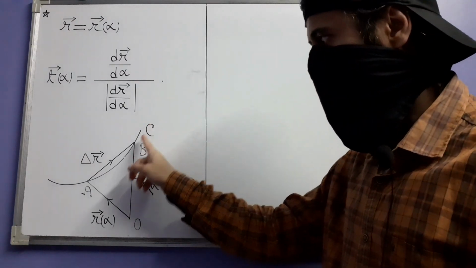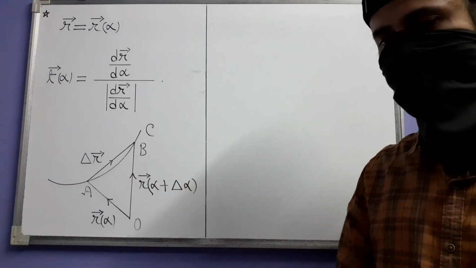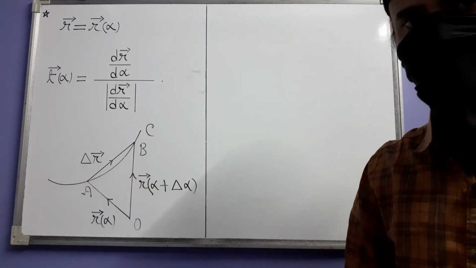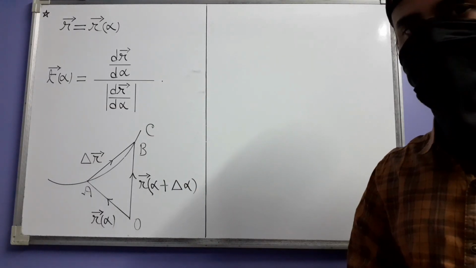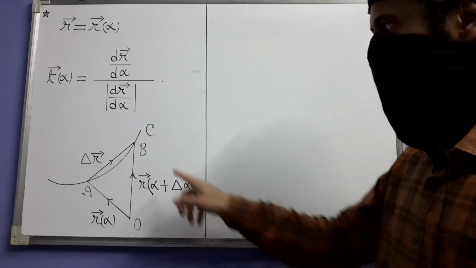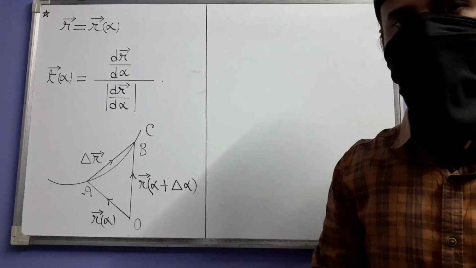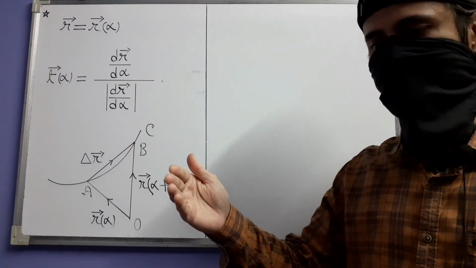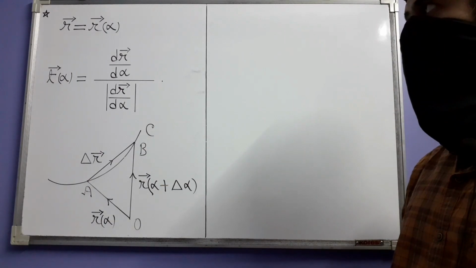So let C be your space curve, which of course does not look like a general space curve because we have drawn it on the plane of this whiteboard, but you understand that it can twist and bend in space in any manner. And its equation is given by this vector function r of alpha, where alpha is a parameter that varies over some interval of the real numbers.